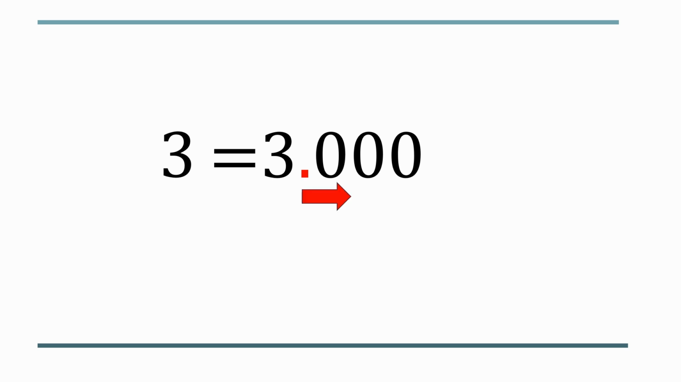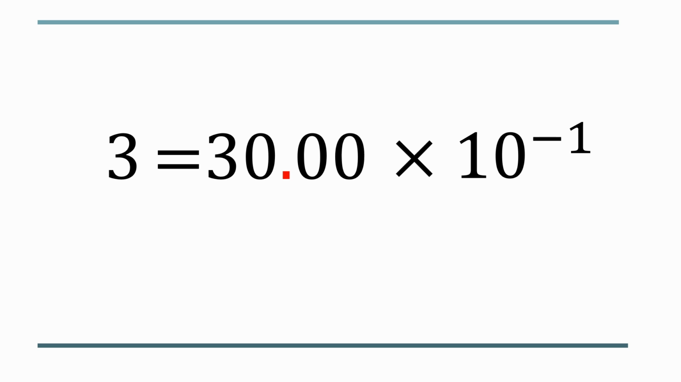Let's move the decimal point once to the right. If we do that, we make the number 10 times bigger. 3 becomes 30. So we need to compensate by multiplying it by 10 to the power of minus 1, which is the same as dividing by 10. This is necessary in order to keep the equality true, because 3 is not equal to 30, but 3 is equal to 30 divided by 10.